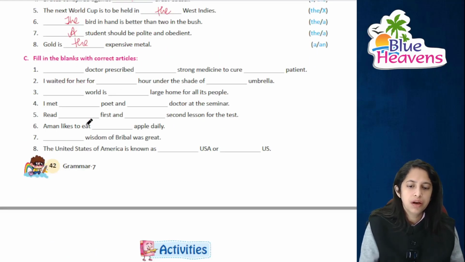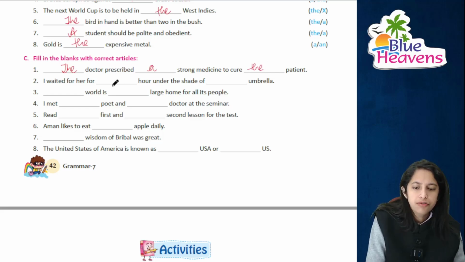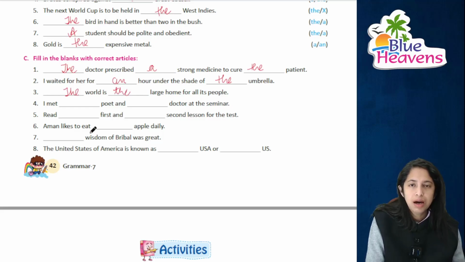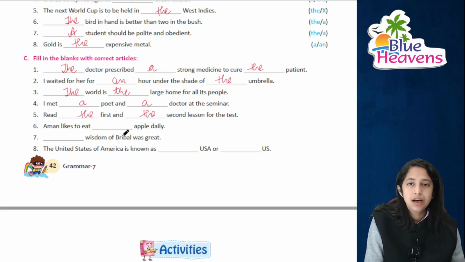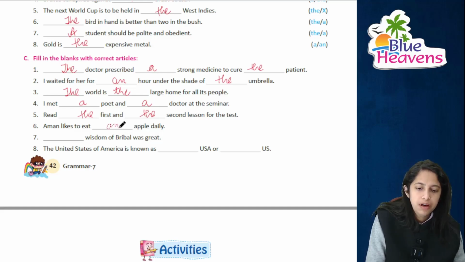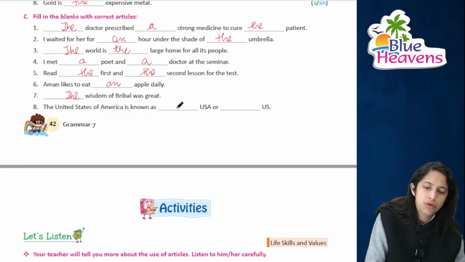You have to fill in the blanks with the correct articles. The doctor prescribed a strong medicine to cure the patient, right? I waited for her for an hour under the shade of an umbrella, right? The world is the largest home for all the animals. I met a poet and a doctor at the seminar. Read the first and the second lesson. These are ordinals. Aman likes to eat an apple daily. The wisdom of Birbal. It was great. The United States of America is known as the US or USA, right?